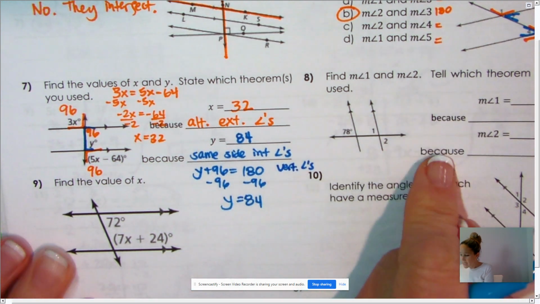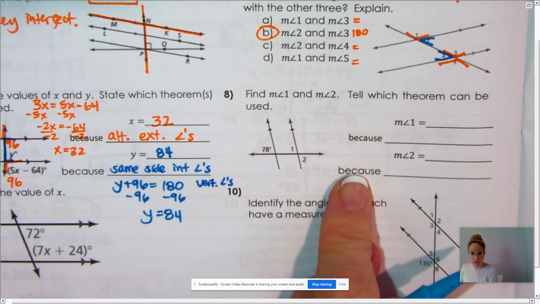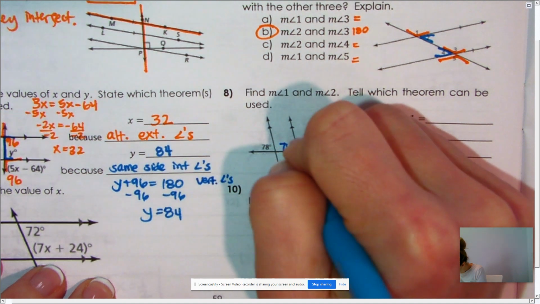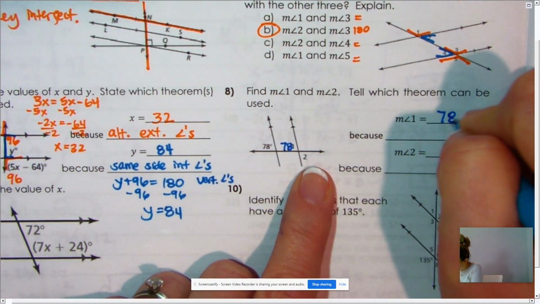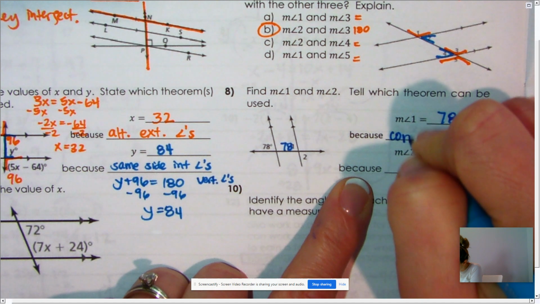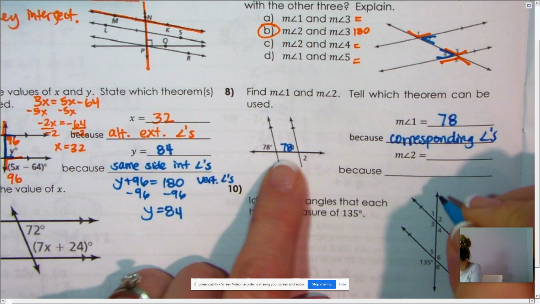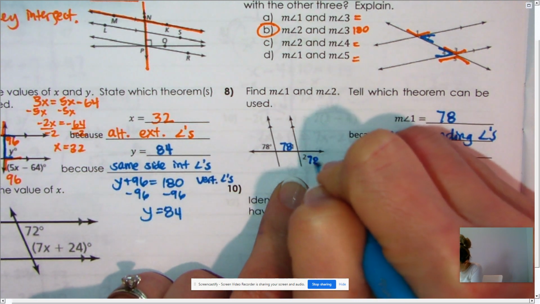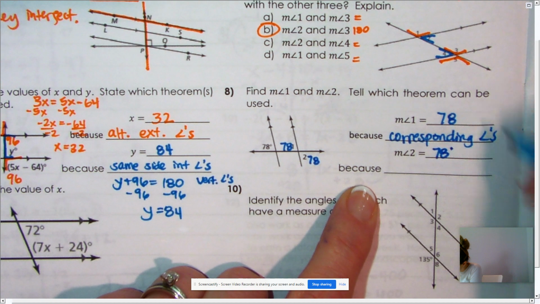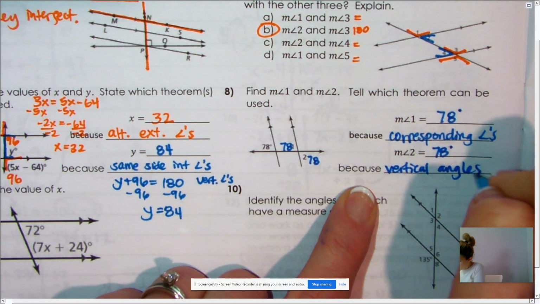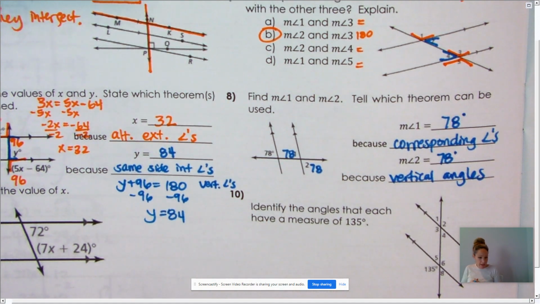Okay, question number 8, it says find measure of angle 1 and 2, tell which theorem can be used. This one's way easier. Okay, if this is 78, this is 78, and the reason why that is true is because they are corresponding angles. And then I know that if that one's 78, then that one has to be 78 because they're vertical angles. And technically the theorem would be that corresponding angles are congruent and vertical angles are congruent.